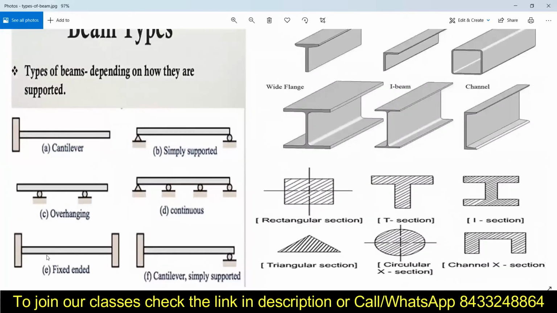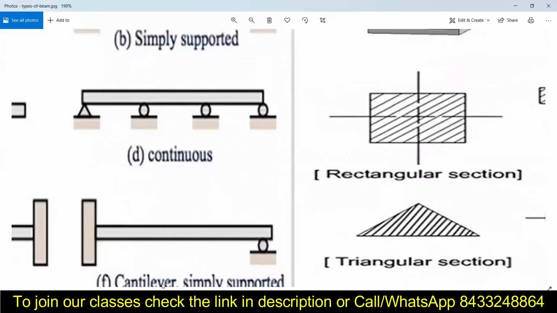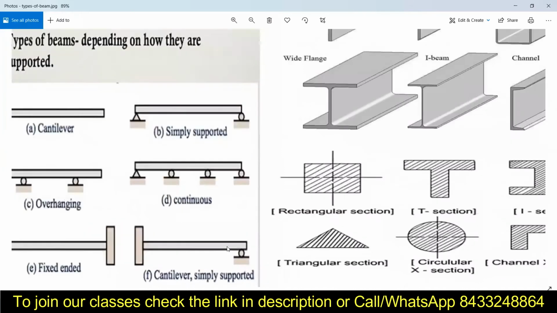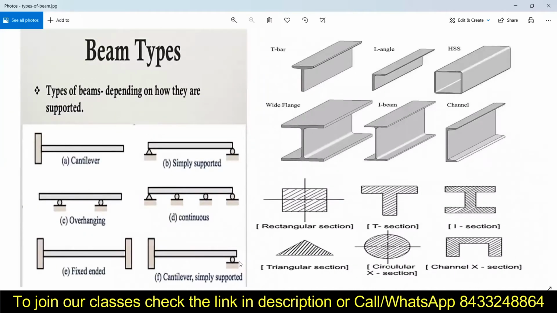Okay. Then comes the fixed ended beam. That means it will be a fixed end on both the sides. Now here is the case of cantilever simply supported. That means one of the portions is hanging like the cantilever. However, it is being simply supported at the end, and the other end is the fixed end over here. Now this was the type of the concrete beam depending upon the supports.